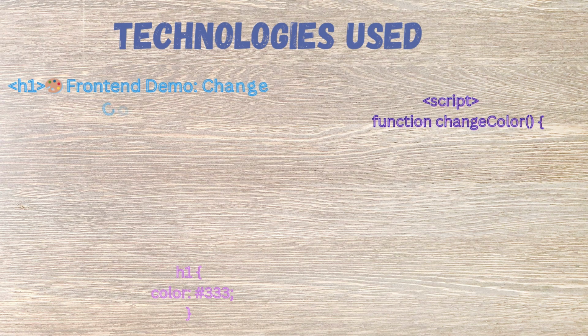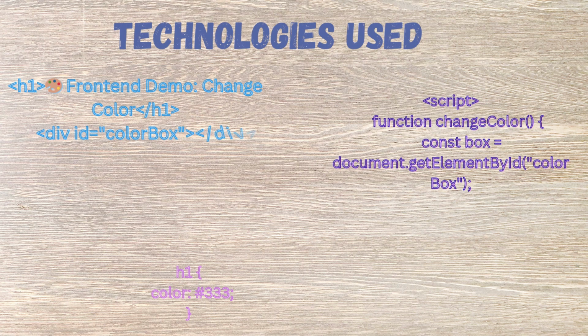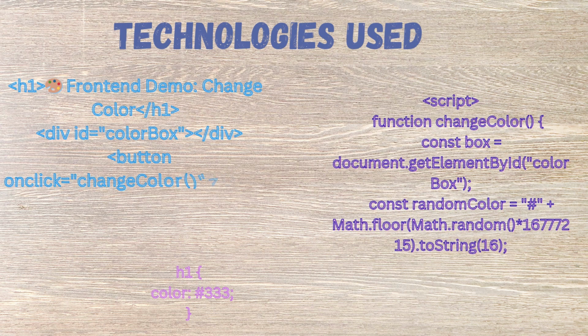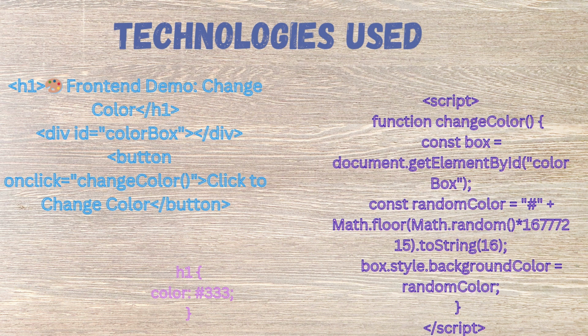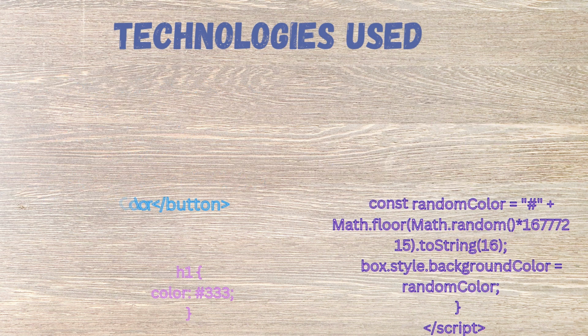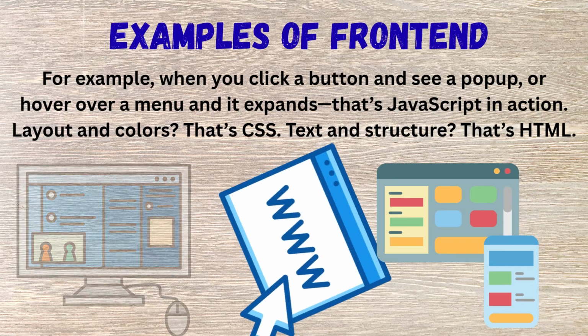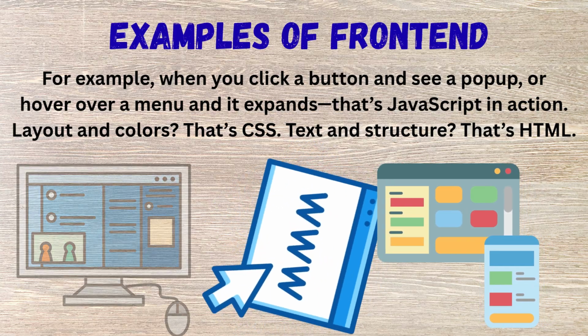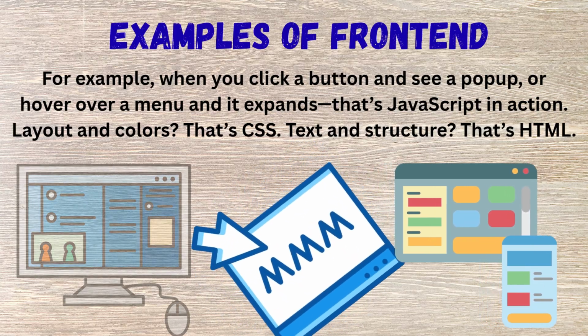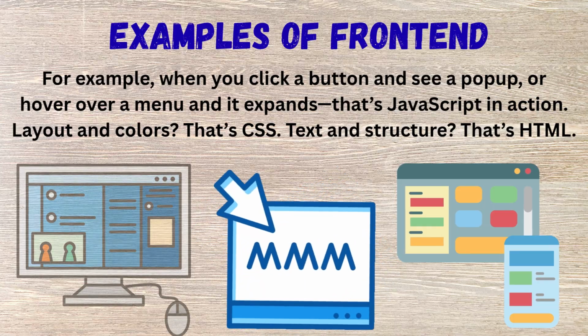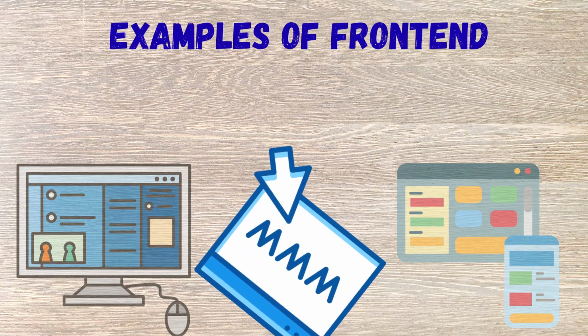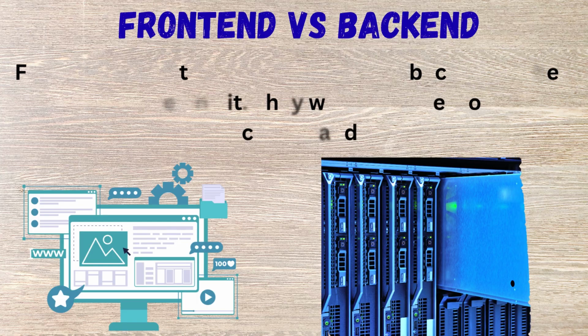Technologies used. Front-end developers use 3 core technologies: HTML, hypertext markup language, for content and structure; CSS, cascading style sheets, for styling and layout; JavaScript, for interactivity and dynamic behavior. For example, when you click a button and see a pop-up, or hover over a menu and it expands, that's JavaScript in action. Layout and colors? That's CSS. Text and structure? That's HTML.